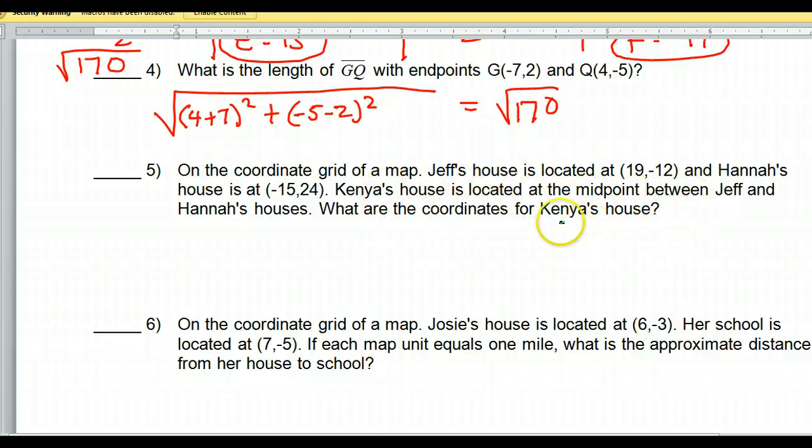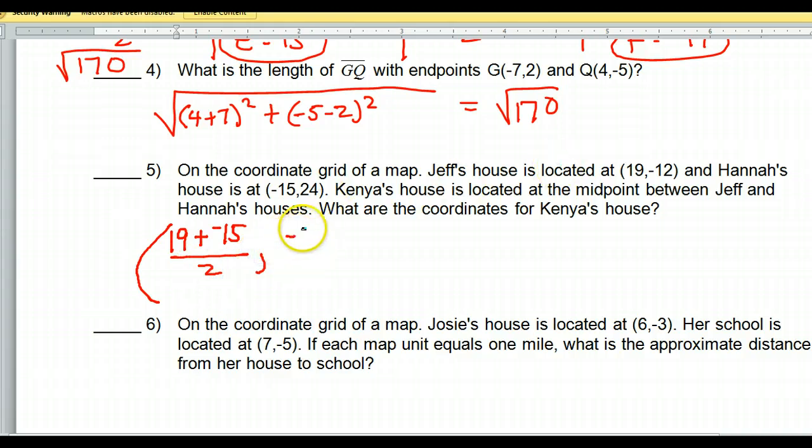Midpoint. What are the coordinates for Kenya's house? So we're doing midpoint, so this is just going to be the midpoint formula. Okay, average of the x's, average of the y's. So that's going to be 19, that's an x value, plus negative 15 divided by 2. And then the y value, so negative 12 plus 24 divided by 2.